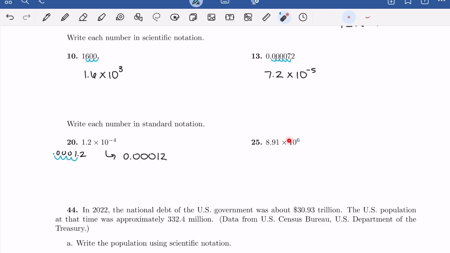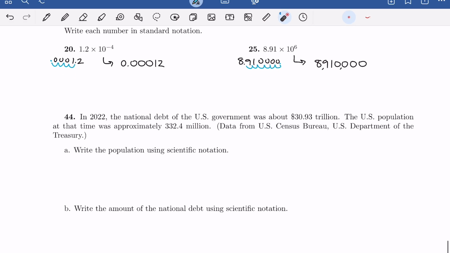All right, let's look at this one here. We have 8.91 times 10 to the sixth power. Now, since this exponent is positive, we know that this is actually a big number. We're going to move this decimal 6 units to the right. So we're going to go 1, 2, 3, 4, 5, 6 units to the right and fill in these spaces with zeros. So this guy written in standard notation is this here. All right, so that's how we would move from scientific to standard or from standard to scientific notation.